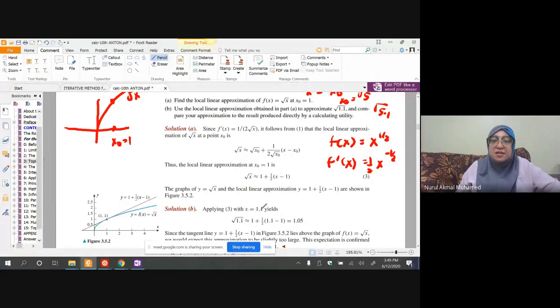So when x is equal to 1.1, square root of 1.1 is approximately equal to 1 plus 1/2 times 1.1 minus 1, which gives you 1.05. How can you confirm this answer is close enough? By using your calculator. You can press your calculator to find the value for the square root of 1.1.